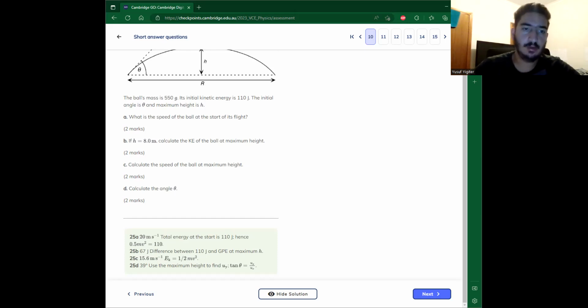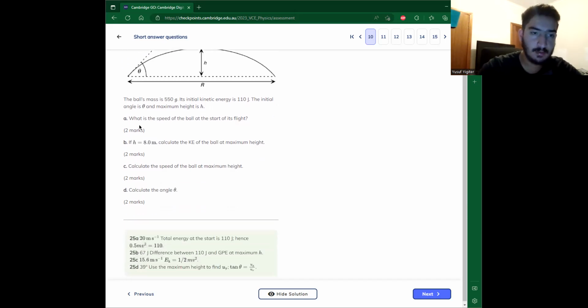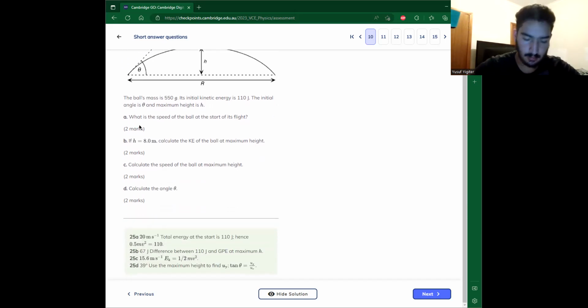Now we can use that tan theta. So inverse cos of adjacent, which is 15.6, divided by the hypotenuse, which is 20 meters per second. Now, I got 38.7. Oh, 38.9. Okay. No, just 39. Theta equals 39 degrees. So, very nice, very nice, very nice.